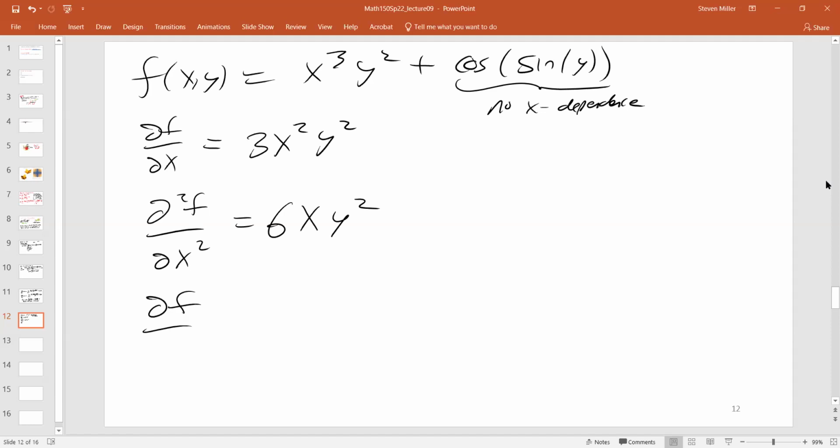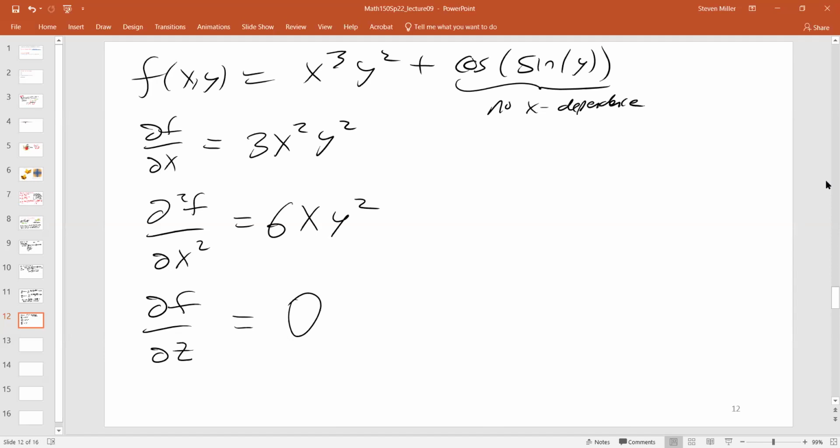What's df/dz? So what would df/dz be? 0. Right? Why didn't I ask you to give me df/dy? It's a little bit more work. I have to use the chain rule. Right? But df/dz is actually pretty easy to do. Why is df/dz 0? We're treating everything else as a constant, and there's no z dependence. So no matter what value of z you give me, I get the same value back.